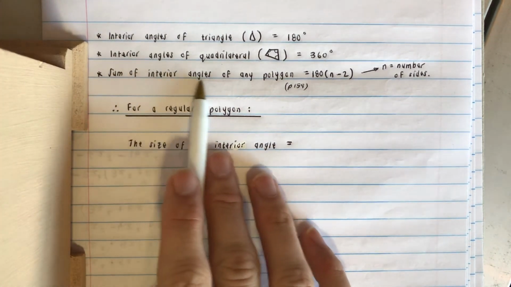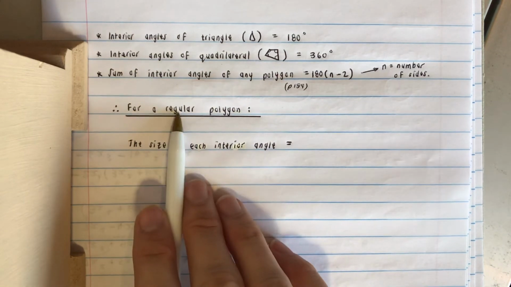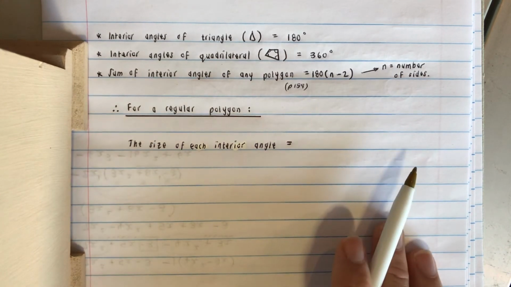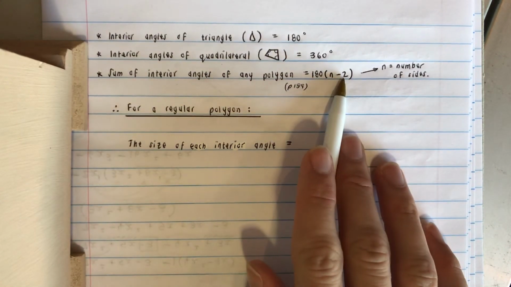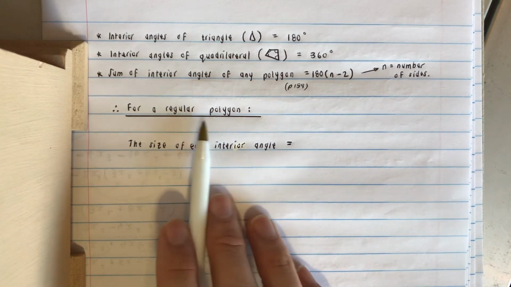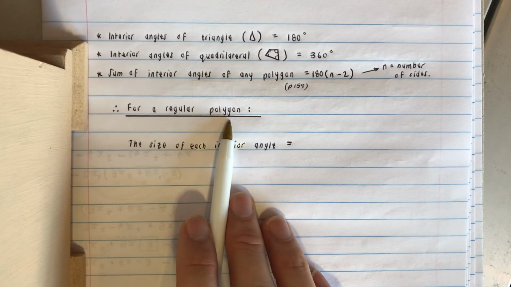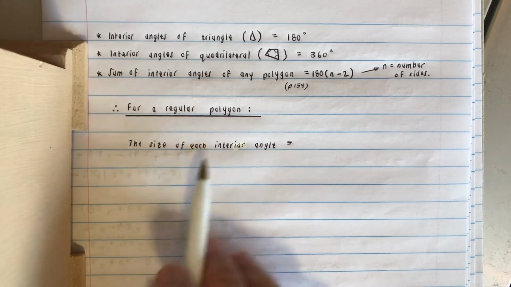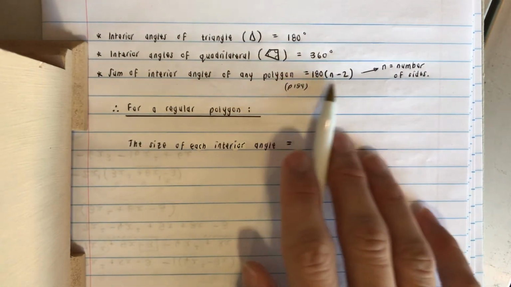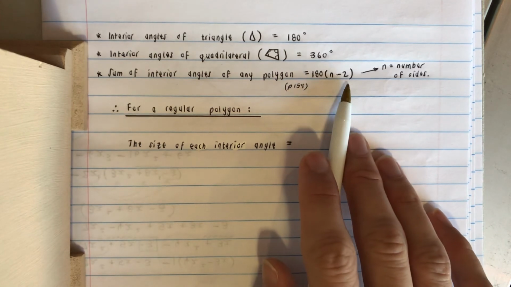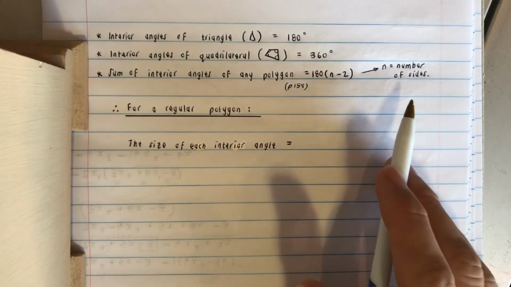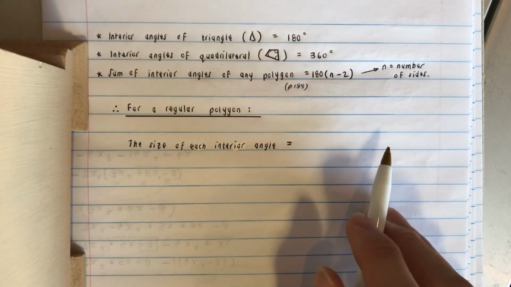The sum of the interior angles of any polygon, including a regular polygon, is that. It's the sum of all the interior angles added together. Now, if we have a regular polygon, what do we know about a regular polygon? We know that all the angles are the same, right? So to get the size of one interior angle, or each interior angle, because they will all be the same, we just take that sum of all the interior angles and we divide it by the number of angles, which is the same as saying the number of sides, because the number of sides and the number of angles are the same.